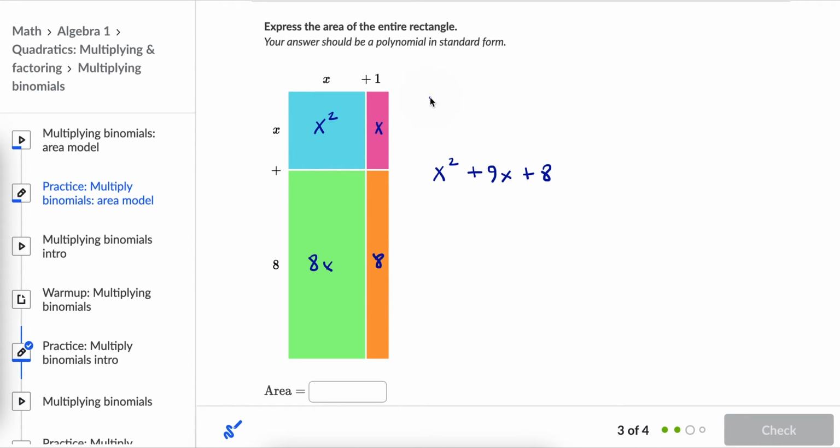And so just to be clear, your x plus 1, which is this one right here, times x plus 8, the multiplication of these two factors is equal to the trinomial x squared plus 9x plus 8.